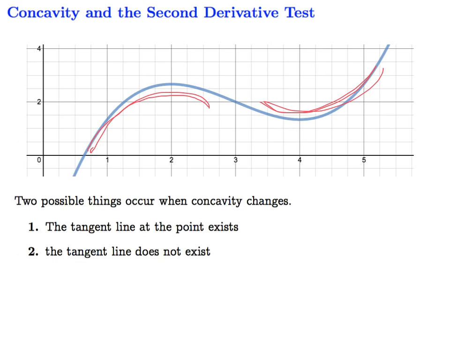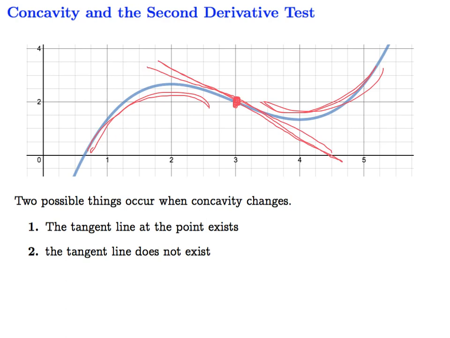Now, two possible things can happen when concavity changes. The first one is that the tangent line at the point exists. If we look at this graph here, we can see concavity changes right around there, and we can draw ourselves a tangent line to the graph. My tangent line, of course, looks really bad, but that's what the tangent line looks like. It has the same slope as the point there, and it looks pretty nice.